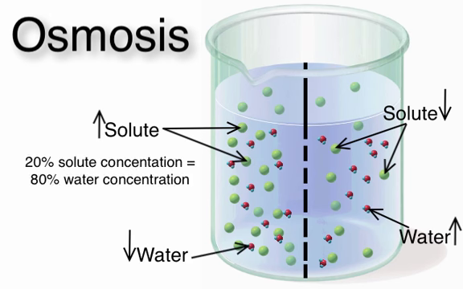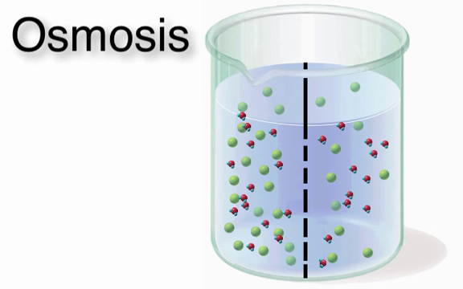If a solution is 20% solute, then it is 80% water. If it is 10% solute, then it is 90% water. The water molecules are always moving, and since this membrane is permeable to water, they move back and forth.